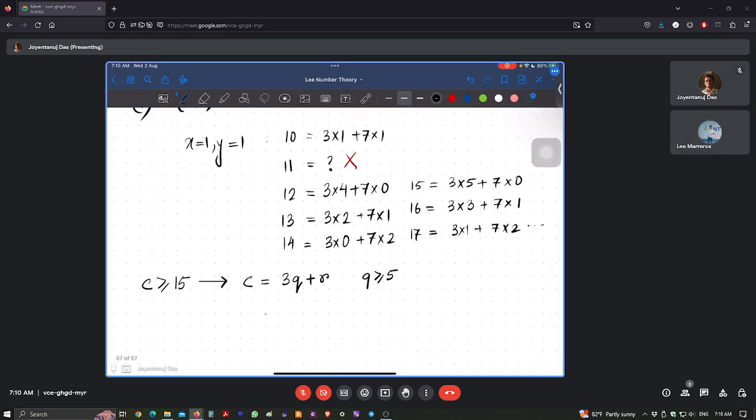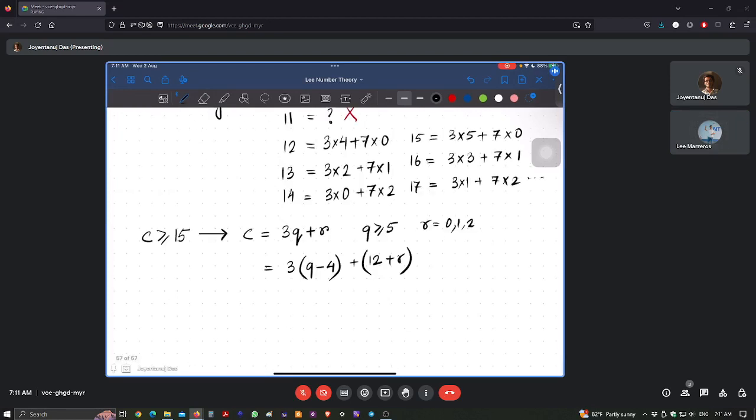So what I can do is take out 4 from here, plus 12. And R, what is the range of R? R is either 0, 1 or 2. So 12 plus R I can combine together. So any number C, since Q is greater than or equal to 5, it follows that Q minus 4 is always positive.